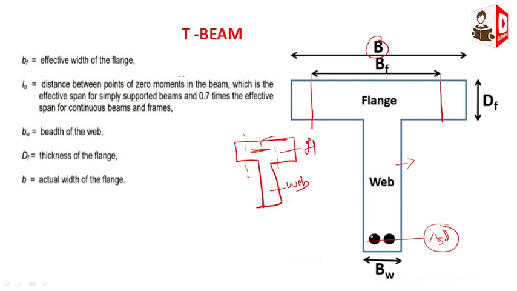And this is the Ast provided here. So if you want to calculate the effective depth, or the neutral axis depth, you have to consider from this point to the point where you want to calculate. That is a very important point you have to remember. This is regarding the T-beam, the general instructions.